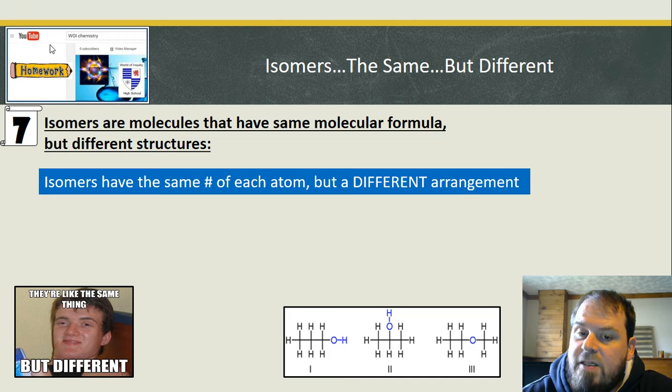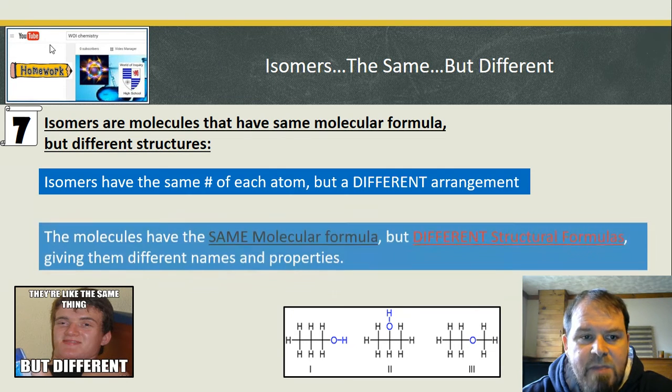But notice they are very different. One has an OH group on the far right-hand side. Then I have an OH group in the middle. And then I have no OH group. I have an O stuck in between C's. So these, by definition, are isomers. They have the same number of each atom, but they have different arrangement in space.